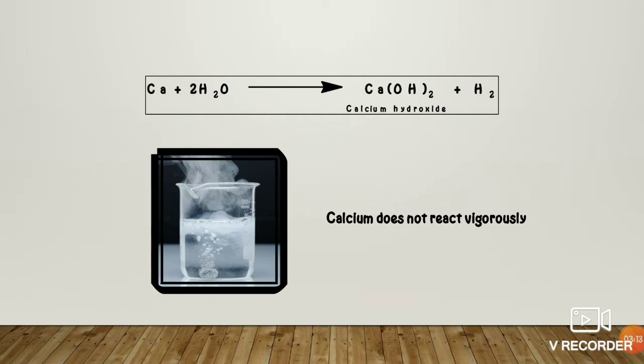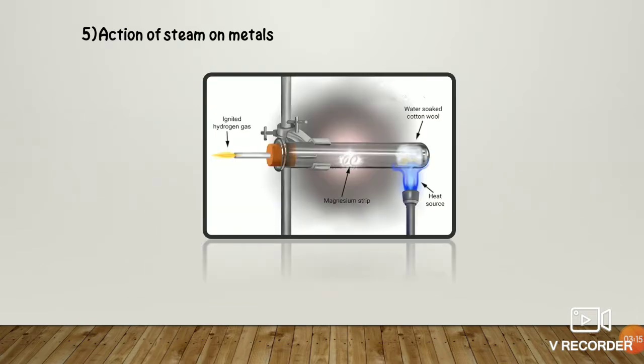Let's look at the action of steam on metals. There are some metals which do not react with cold water. For the action of water on these metals, water has to be in gaseous form. That is, we need intense conditions. We need steam. Example, magnesium. We have apparatus here. Inside this apparatus, there is a magnesium strip and there is cotton wool soaked with water. We give some heat. The steam reacts with the magnesium strip to give a dazzling white flame and the hydrogen gas is ignited.